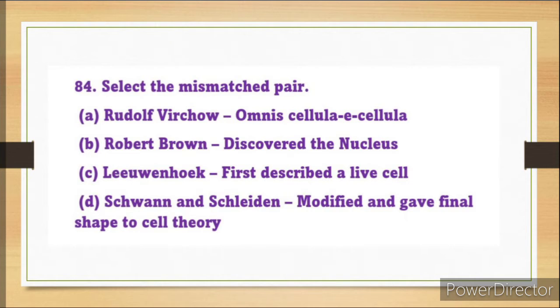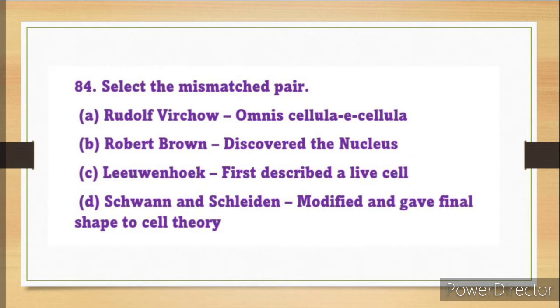Question number 84. Select the mismatched pair. We need to find the mismatched pair here. Option A, Rudolph Virchow. It is matched with Omnis cellulae cellula. Rudolph Virchow observed that new cells develop by the division of the pre-existing cells. So for that he gave the name Omnis cellulae cellula. So this is the matched pair. Rudolph Virchow, Omnis cellulae cellula is the right matched pair.